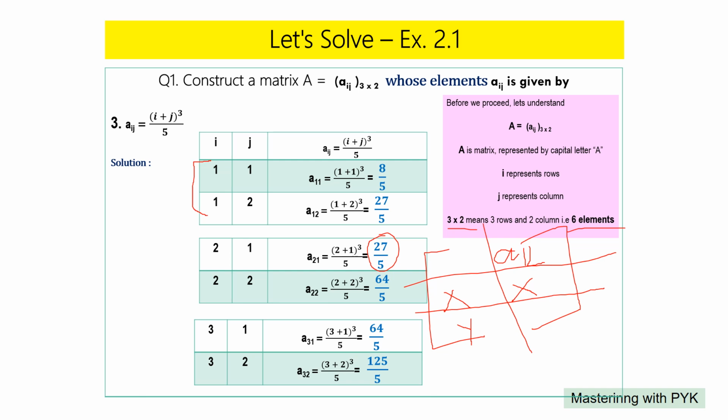A31 is third row, first column. So (3 plus 1) cube by 5. 3 plus 1 is 4. 4 cube is 64 by 5. And A32, this means this position, we have third row plus second column, that is 3 plus 2, 5 cube by 5, that is 125 by 5. Right?